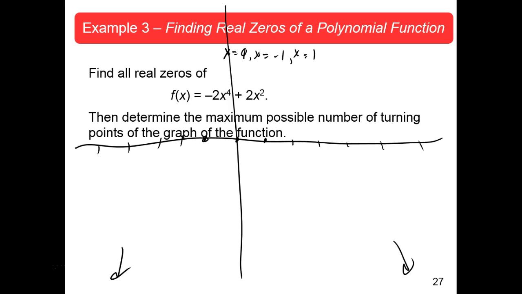But time out. What else can you tell me about that function? Just looking at it. It's an even function, which means what?